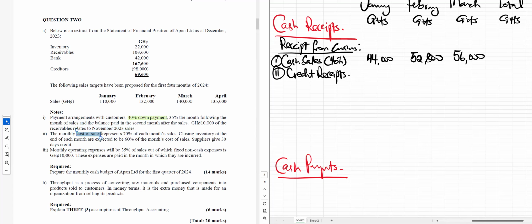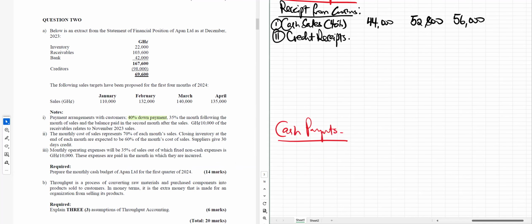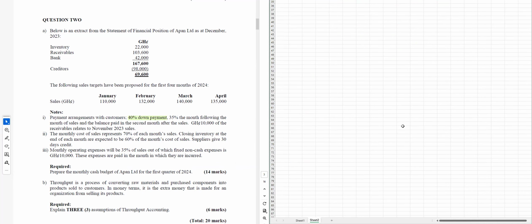They say monthly cost of sales represents 70% of each month's sales. Closing inventory at the end of each month is expected to be 60% of the month's cost of sales. Suppliers give 30 days credit. Monthly operating expenses will be 35% of sales, out of which fixed non-cash expenses is 10,000. These expenses are paid in the month in which they're incurred. So if it's 35% of sales and 10,000 is non-cash expenses, this one is easy to do. So I think we should do the monthly expenses. That one will be easier.